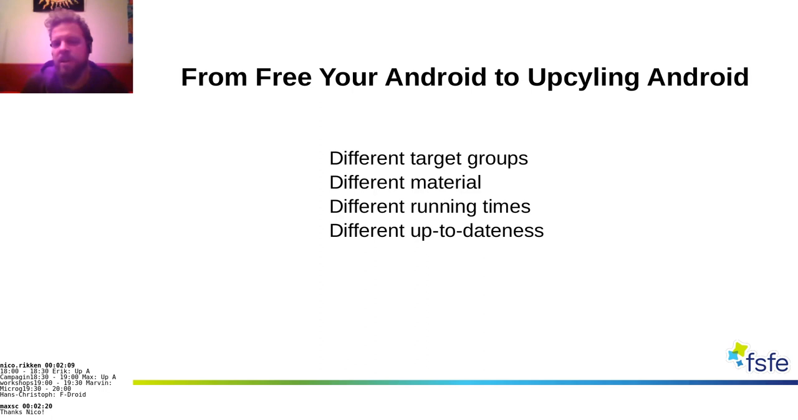The Upcycling Android campaign has mainly a target group of people who like to extend their hardware lifetime, who do not like to replace their phone every two years just because the manufacturer tells them to, and are more environmentally friendly. Of course, the material is different. We still have material from the Free Your Android campaign, but it's kind of outdated. There are apps that we promoted back then that are just not up to date anymore. So the material from the Upcycling Android campaign is much more up to date. It's also more diverse: there's a video, a web page, and so on. So the material is quite a bit more advanced.